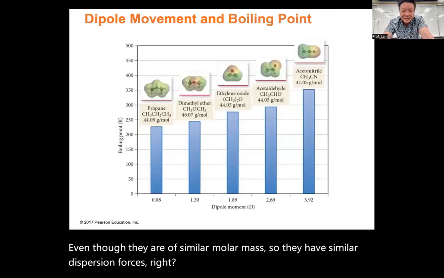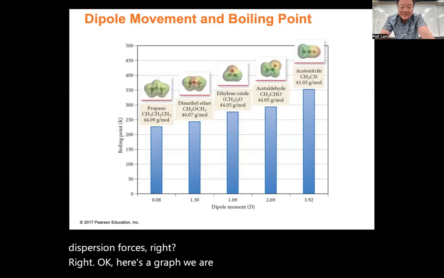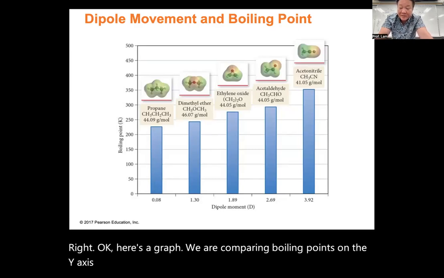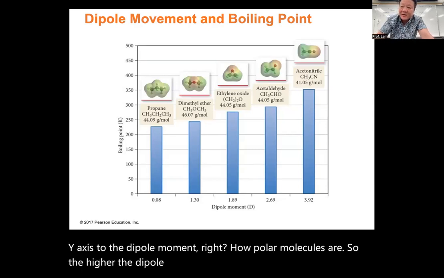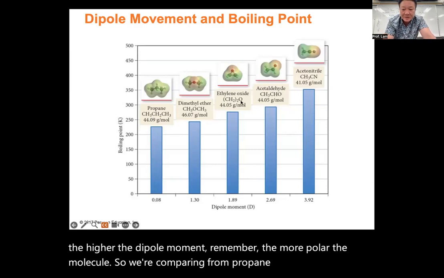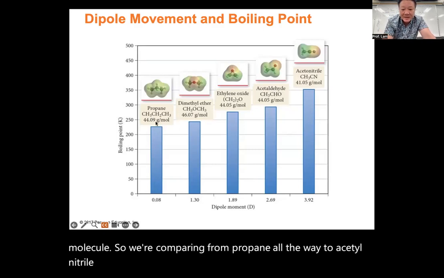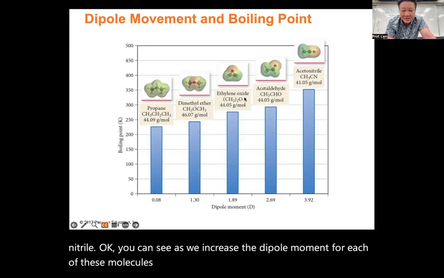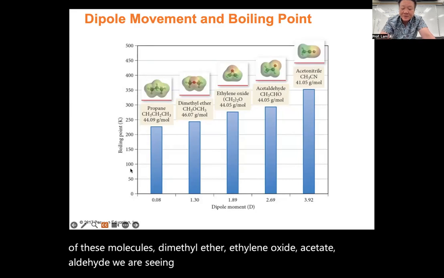Okay, here's a graph. We're comparing boiling points on the y-axis to the dipole moment, right? How polar molecules are. So the higher the dipole moment, remember, the more polar the molecule. So we're comparing from propane all the way to acetonitrile. Okay, you can see as we increase the dipole moment for each of these molecules, dimethyl ether, ethylene oxide, acetaldehyde, we are seeing an increase in boiling point.